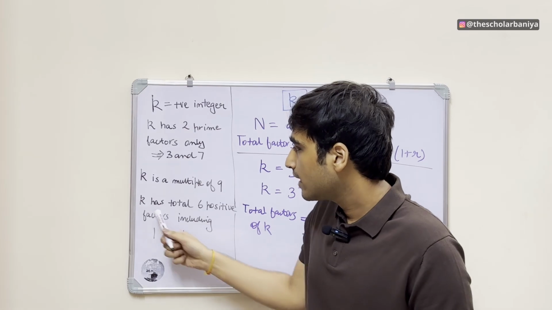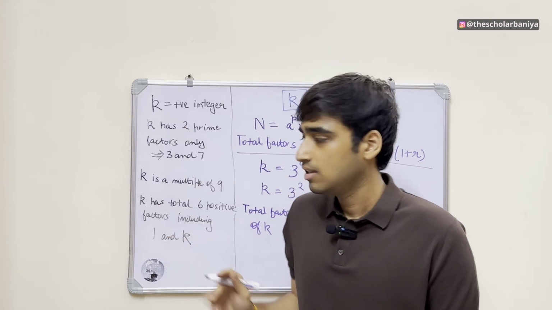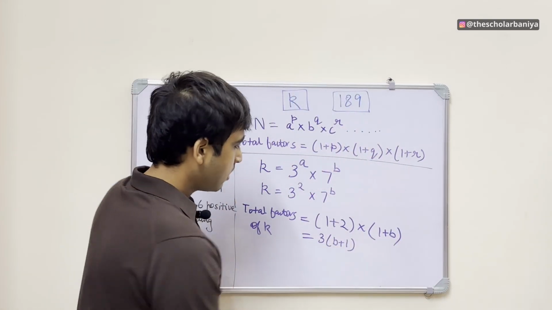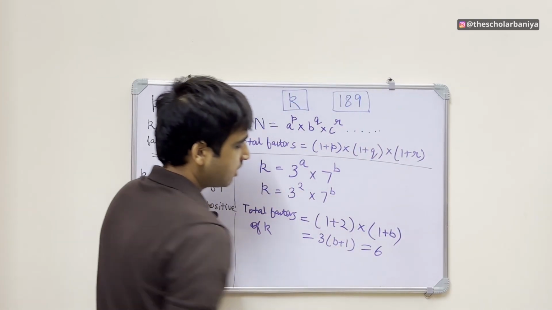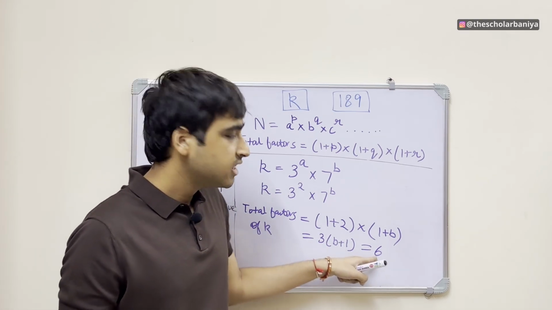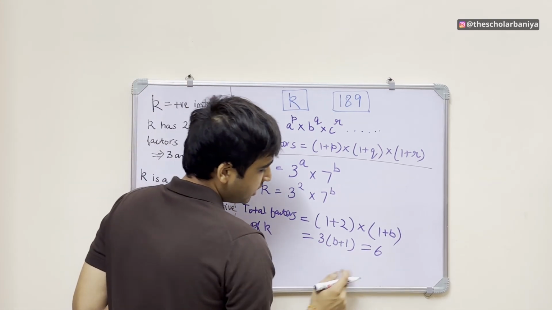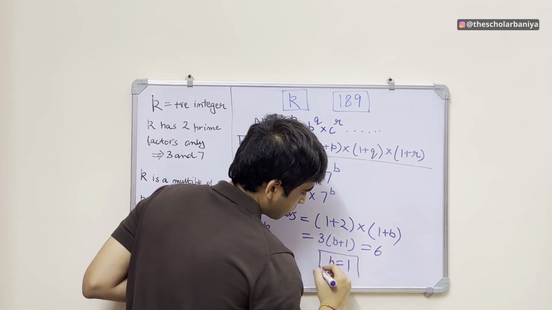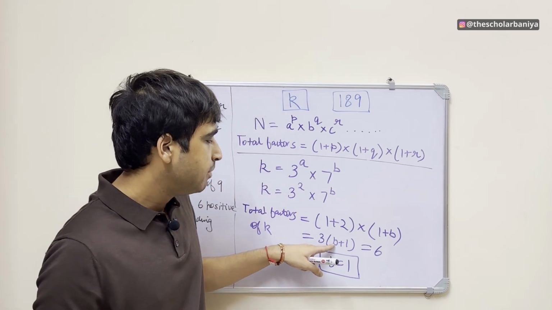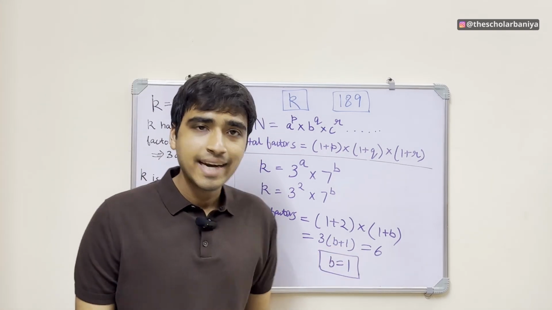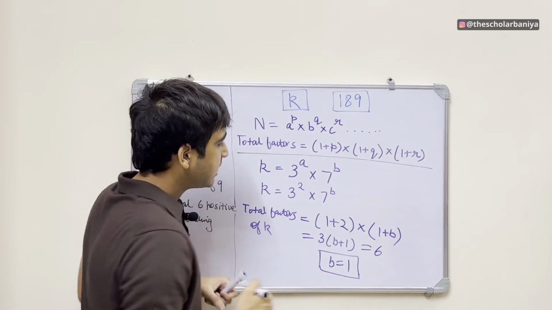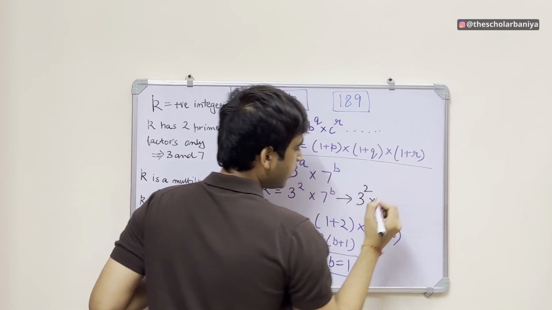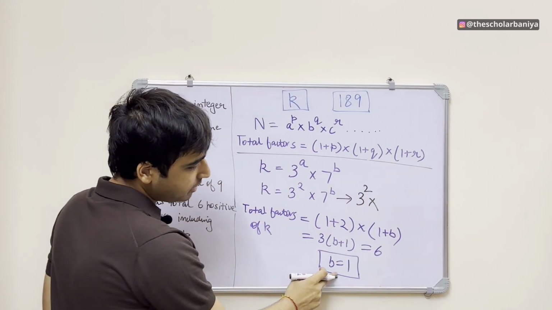So these are the total factors of k. But in the question, we know that k has a total of 6 positive factors. So we can make it equal to 6, because the total factors of k are this much and this is equal to 6. So now let's solve. If you solve this equation, 3 times (b plus 1) is equal to 6, you will get b equal to 1. This means that k can be written as 3 square into 7 to the power b. And what is b? 1.